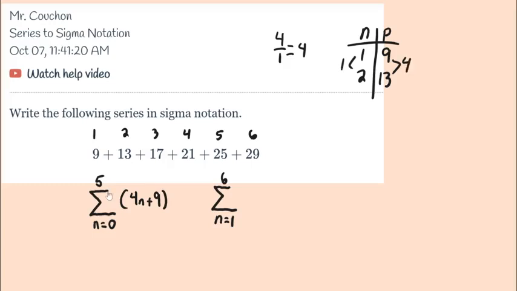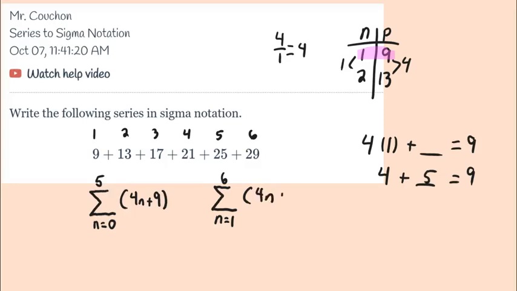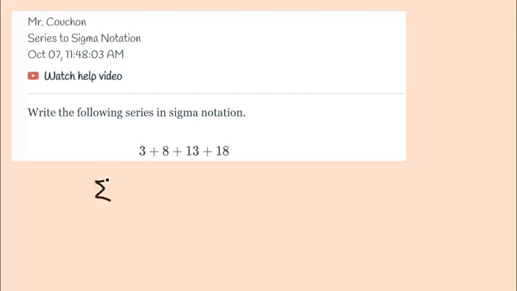But now, let's focus in on this relationship again. You got 4 times 1 plus something equals 9. Well, now you got 4 plus 5 equals 9. So under this configuration, if you're saying n is 1, then your equation is 4 times n plus 5. Either of those will work, but I think it might be easier to start here. Okay, let's look at another one here.